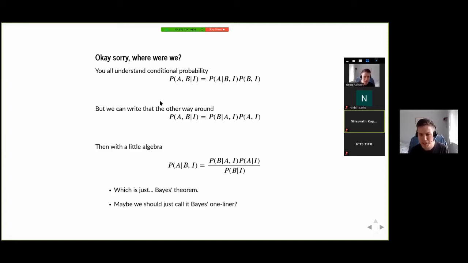So this is why I say it's just a statement of conditional probabilities. It's not a magic sort of formula. It's just something which comes out of saying that conditional probability is kind of the logic of how these things fit together. Okay, so my sort of fine joke here is that I don't think we should call this Bayes' theorem. It should really just be Bayes' one-liner or something like that.